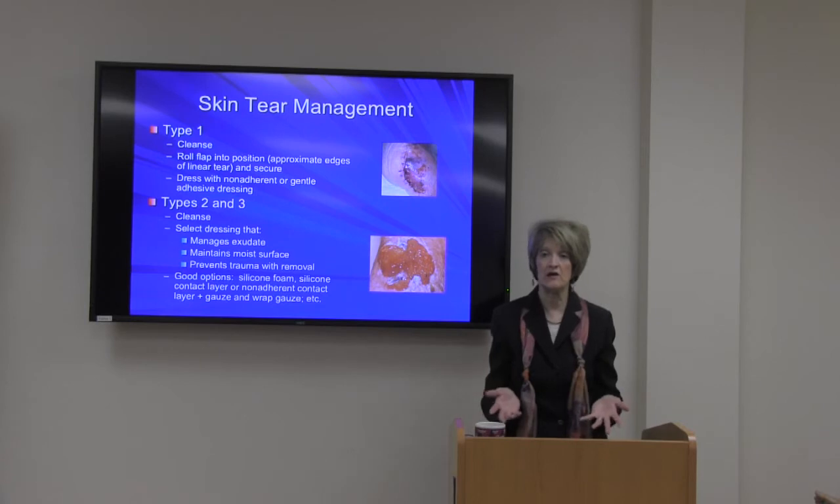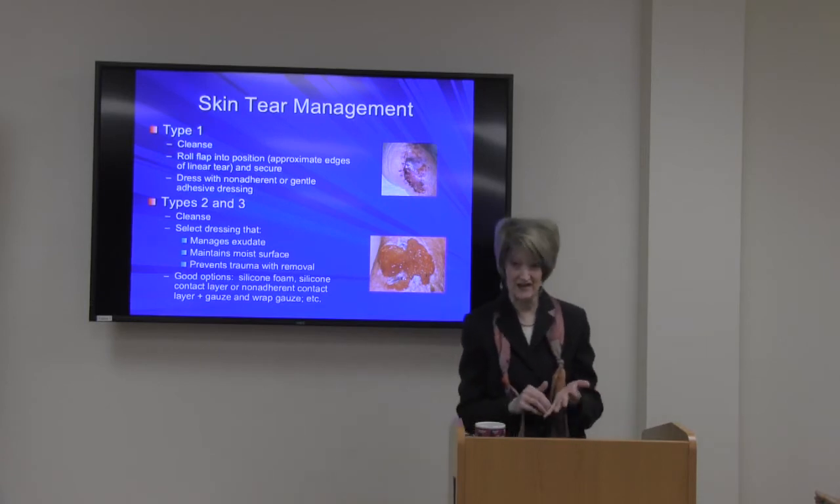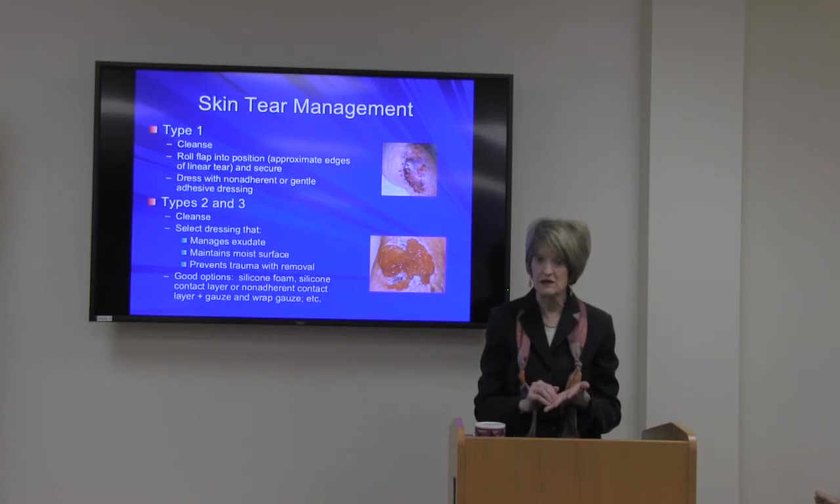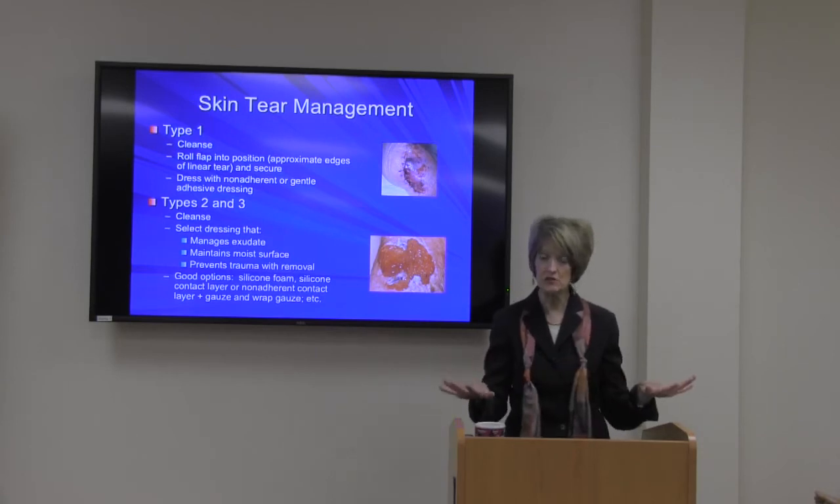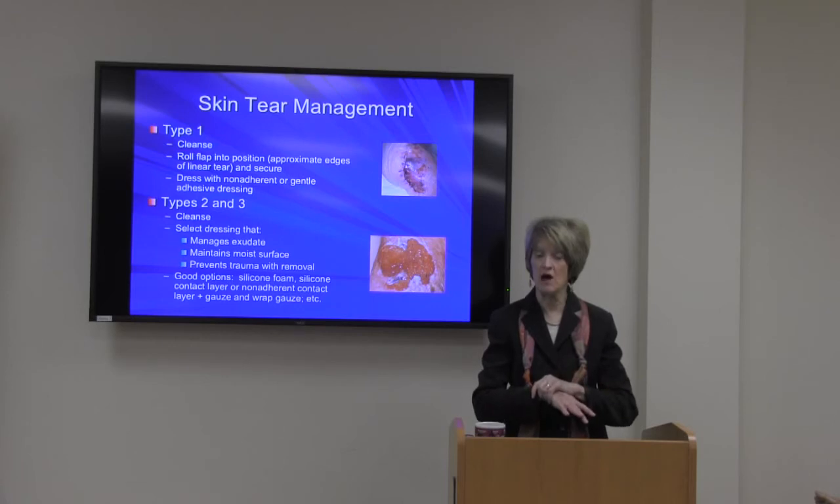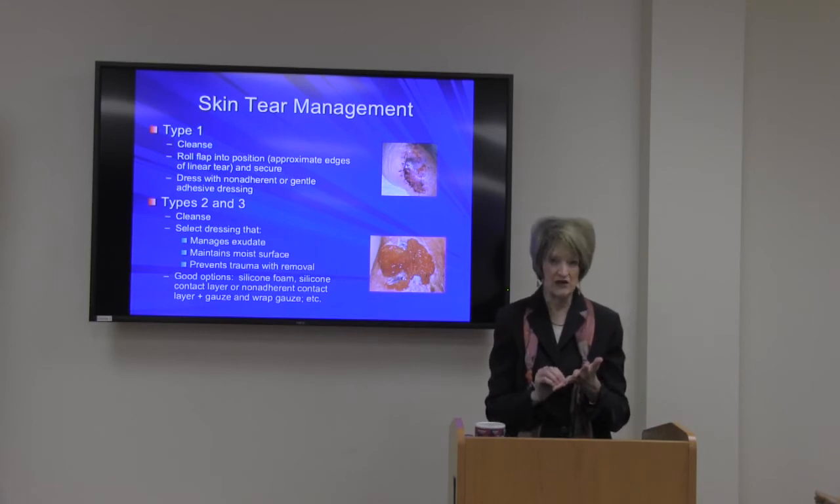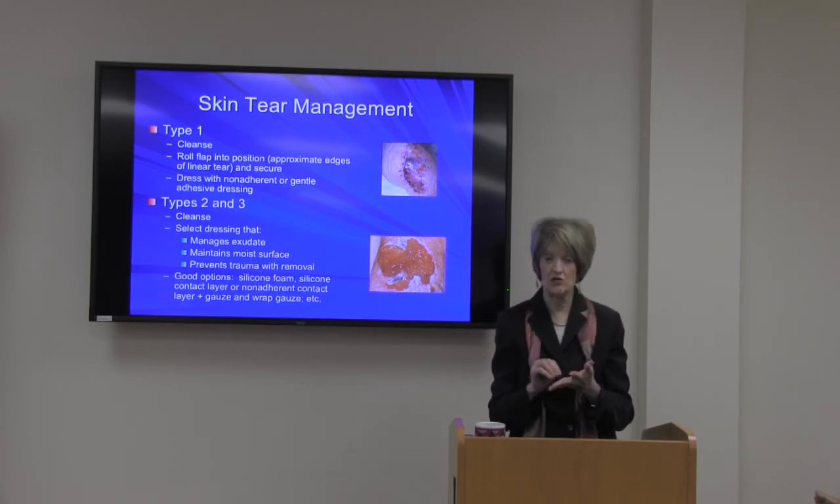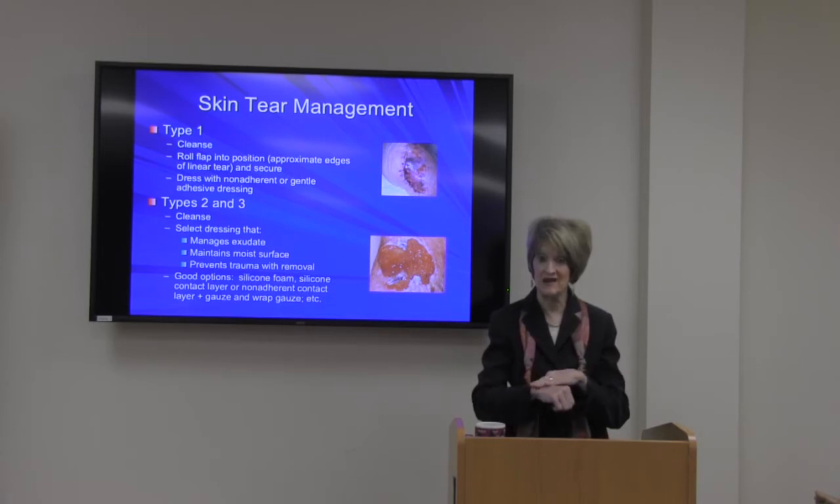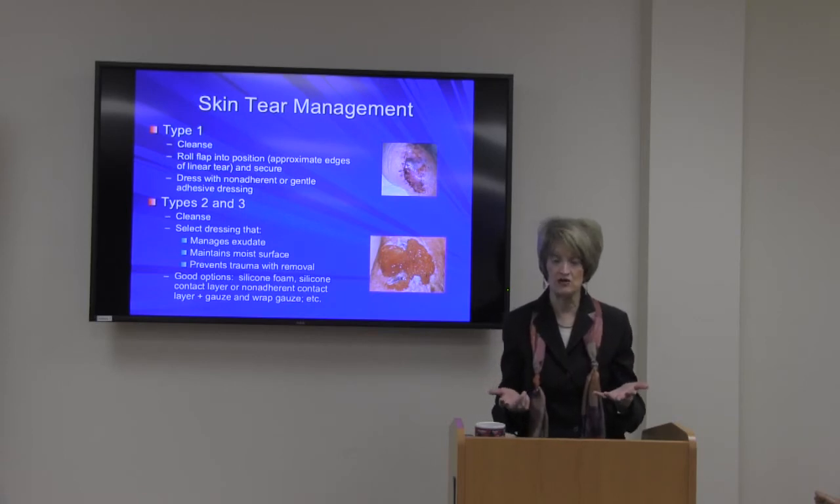What about a non-adherent contact layer, which might be Vaseline gauze, it might be Adaptic, it might be Xeroform gauze, it might be one of your silicone adhesive contact layers that you put over the wound, and then you put gauze and you secure with wrap gauze. Would that combination maintain a moist surface? Yes. Would it provide for exudate control? Yes, because of the secondary gauze dressing. Would it provide atraumatic removal? Yes, your base layer is non-adhesive. So that would be another very appropriate choice.